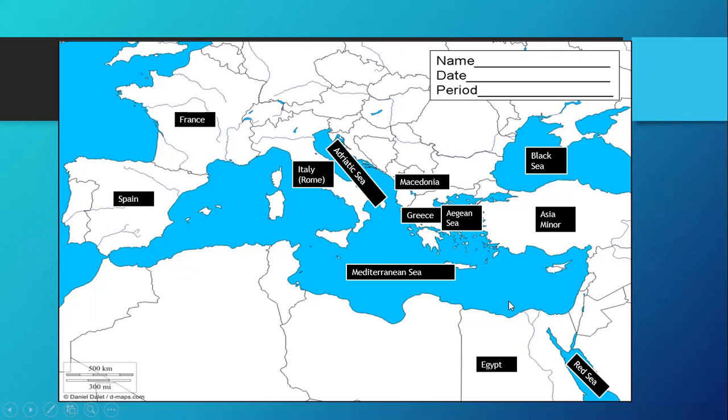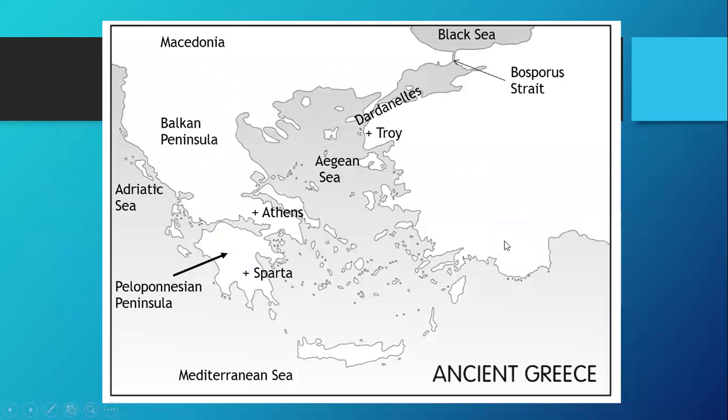All right, you can see just how close they are located to a lot of important waterways. The Black Sea, Mediterranean Sea, Egypt down here with the Nile River. They were able to get access, and they could go all the way to Spain with the ships that they had. So, yeah.